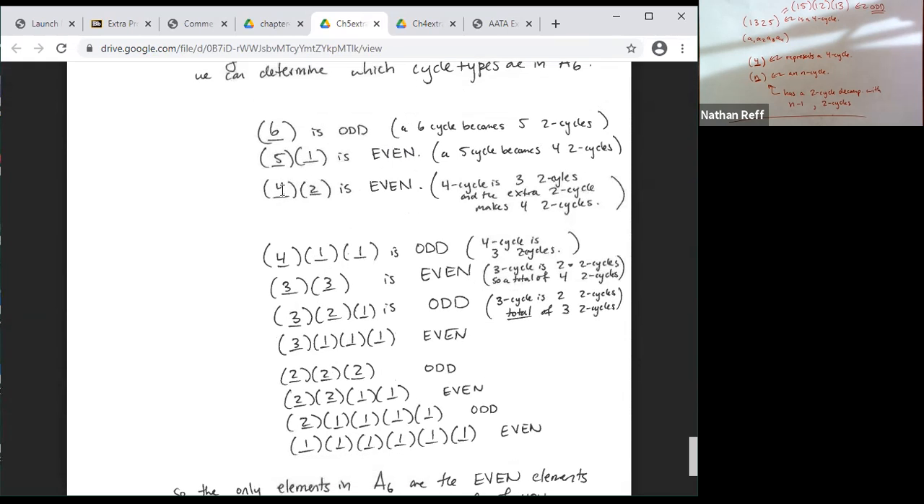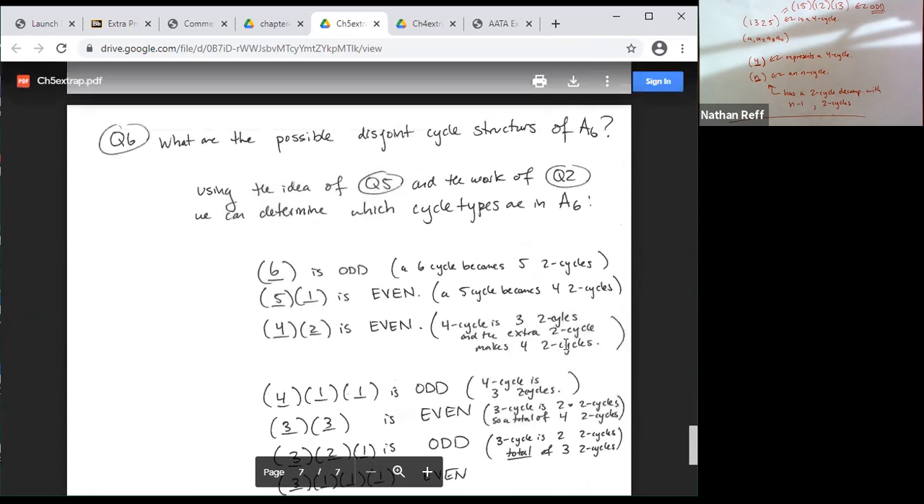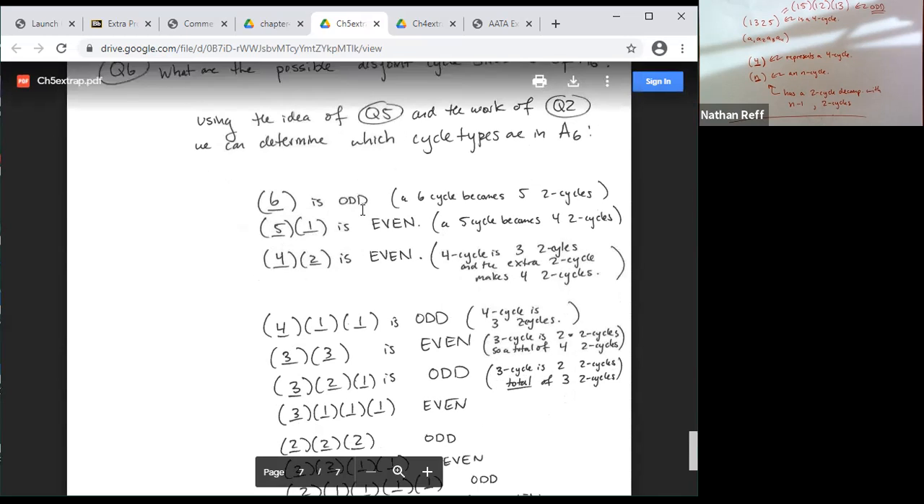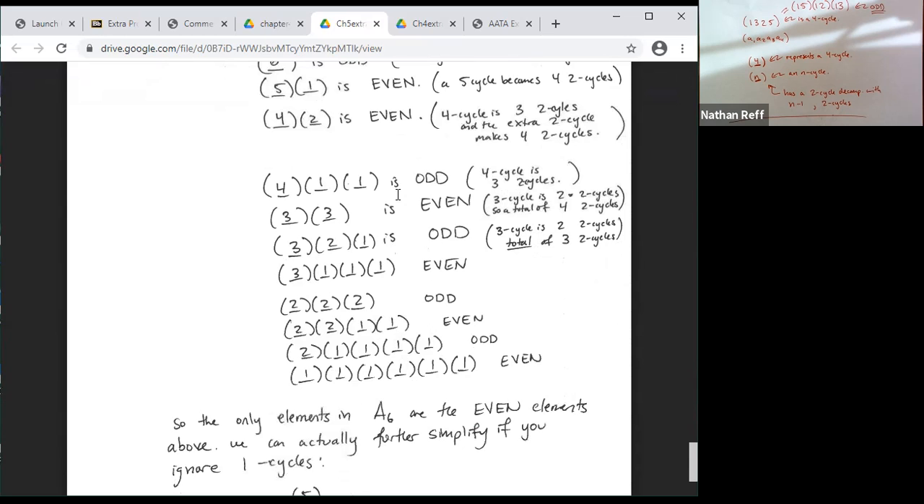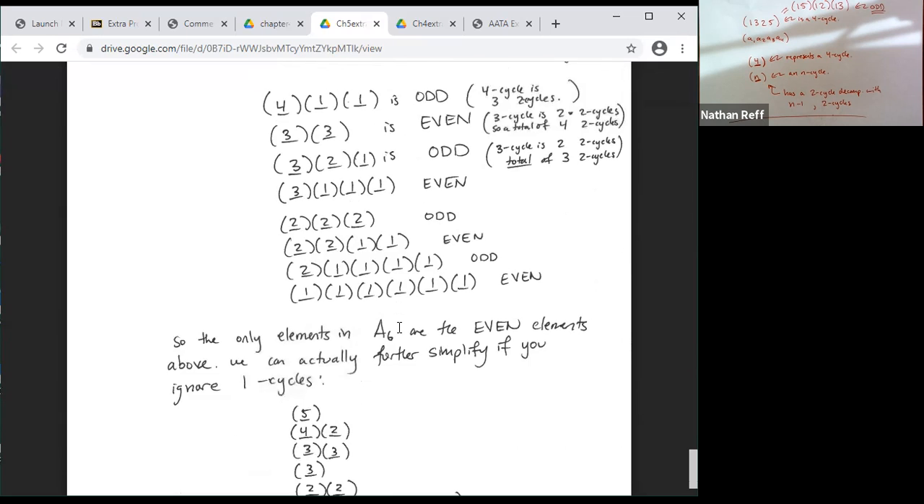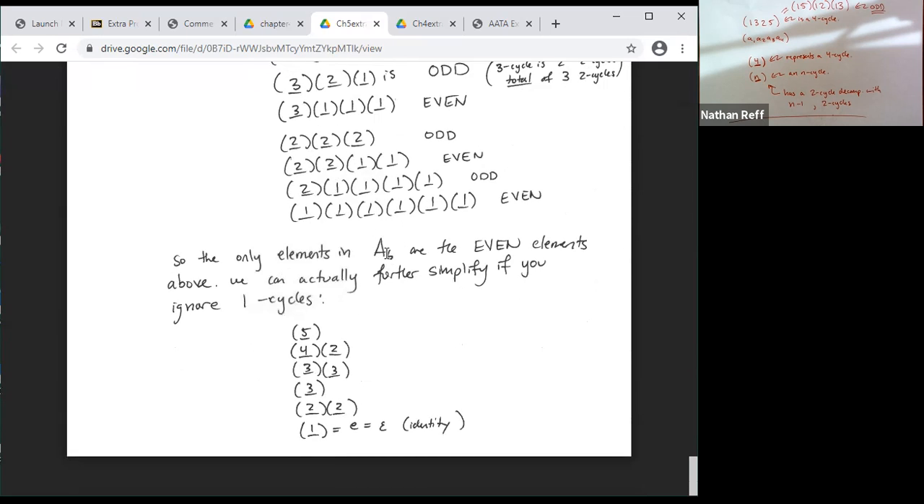And here's the first interesting example. Let's say you have an element in S6 that's a 4 cycle and a 2 cycle. The 4 cycle would become 3 2 cycles, and then you'd have one more 2 cycle, which would give you a total of 4 2 cycles, right? So that would actually be an even element. So you can use this trick to classify whether or not you have even or odd elements, which means that tells you what the structure of A6 would look like. They would be the ones that are actually even.